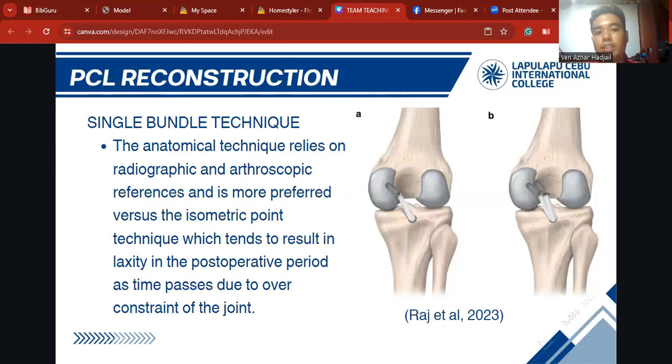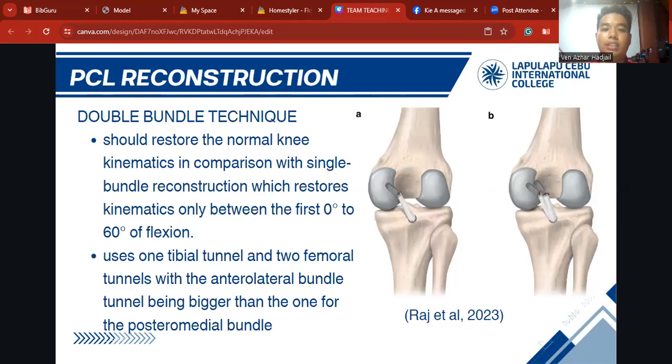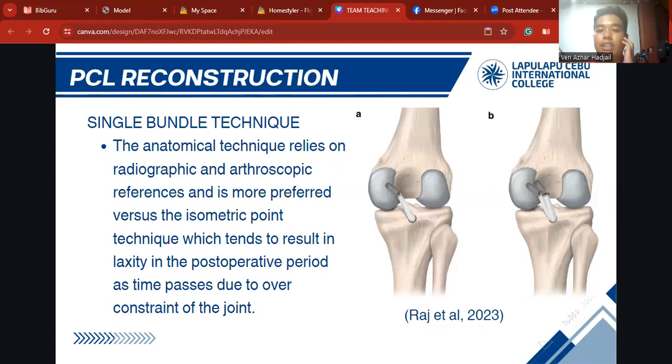So now let's talk about the PCL reconstruction. There are two types: the single bundle technique and the double bundle technique. As you can see here in the picture, in the single bundle technique, there is only one bundle that is used, and for the double, there are two.